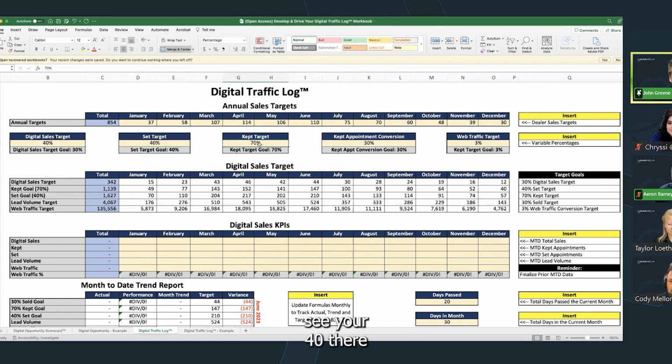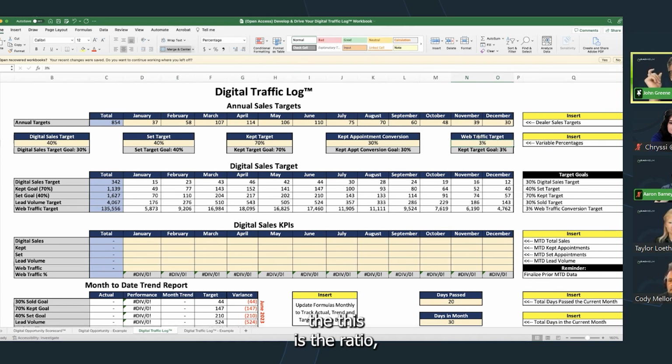All right, Cody. So you're 40 there. And are you at 70 for kept? You got it. 70 kept. So you're going right for the benchmarks. That's awesome. 30 conversion? Yes, sir. And what about your traffic? And just this is the ratio, if you will, of website visits to leads.